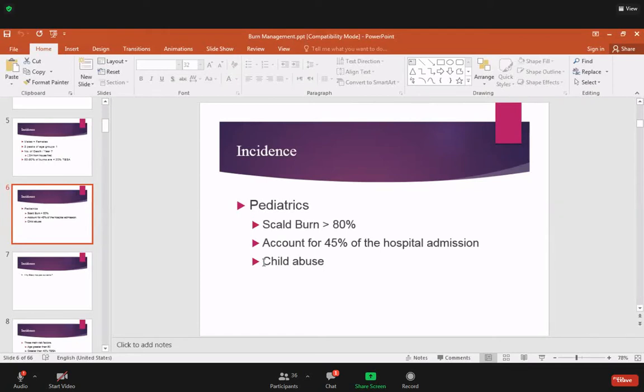And one more thing is, this child should be given complete exposure and should be checked thoroughly from head to toe, because if he is having these immersion scald burns because of child abuse, he may have other injuries also. So in children, if you see an unusual pattern of burns because of these immersion in hot water injuries, you have to take care of the child abuse factor also.